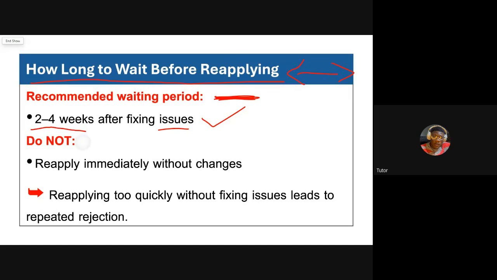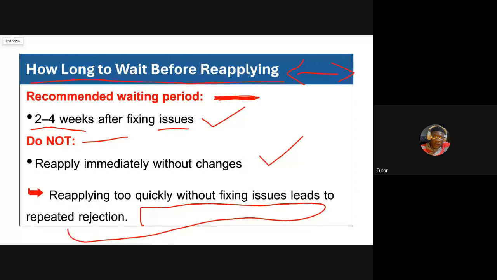Now, these are the things you should not do. Do not reapply immediately without changes. Reapplying too quickly without fixing issues leads to repeated rejections. So when you don't fix those issues and you decide to reapply, you might not get approved. They will still reject your site for the second time. Most of the time you see people complaining that they've been applying for Google AdSense and they always get disapproved. But the issue is not from Google AdSense. It's from them not being able to interpret the AdSense feedback and know how to fix them.